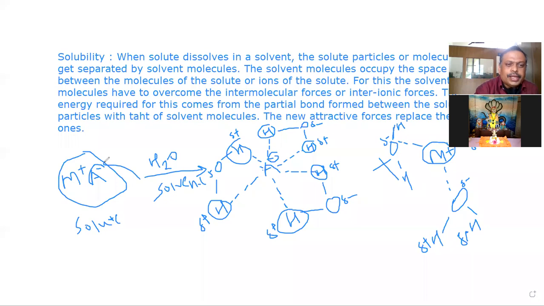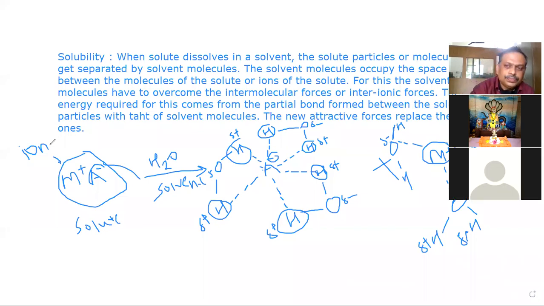The solute is ionic in nature. M plus A minus is ionic in nature. And they generally dissolve in highly polar solvents. म्हणजे ionic compounds आहेत. Example of ionic compounds: NaCl, sodium chloride. NaCl is an ionic compound. When it dissolves in water, it dissolves like this.